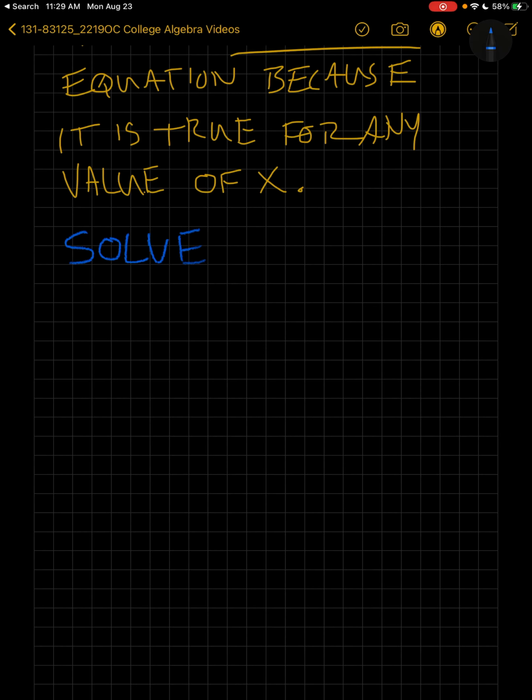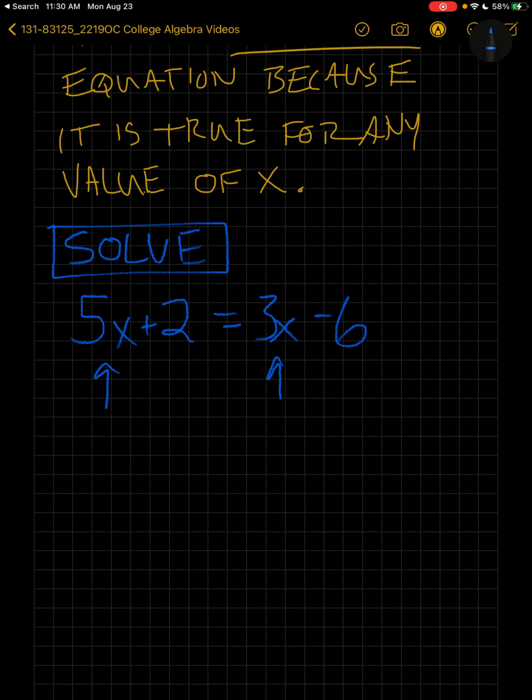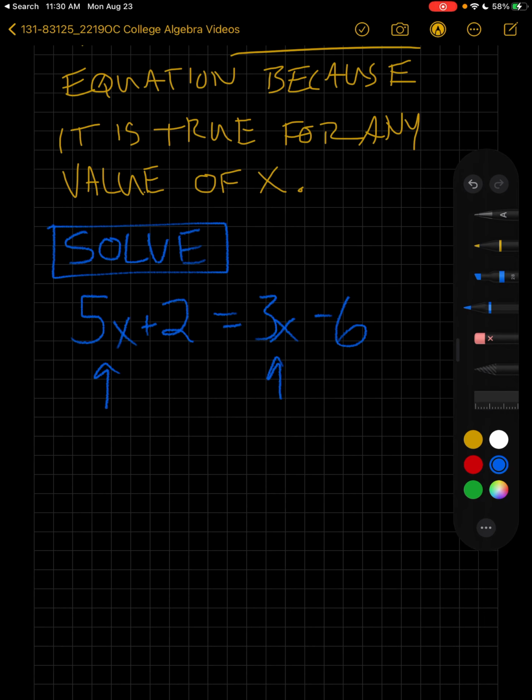So let's have the same instructions here. And let's say we're going to solve 5x plus 2 is equal to 3x minus 6. So my goal when I'm solving a linear equation algebraically is I want to isolate my variable. I want to get all my terms involving a variable on one side of the equal sign, and I want to have everything involving a constant on the other side. So that's what I'm going to do here.